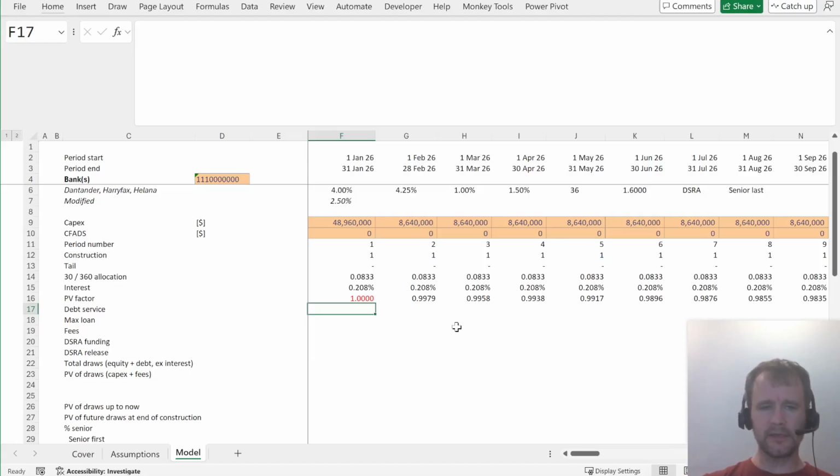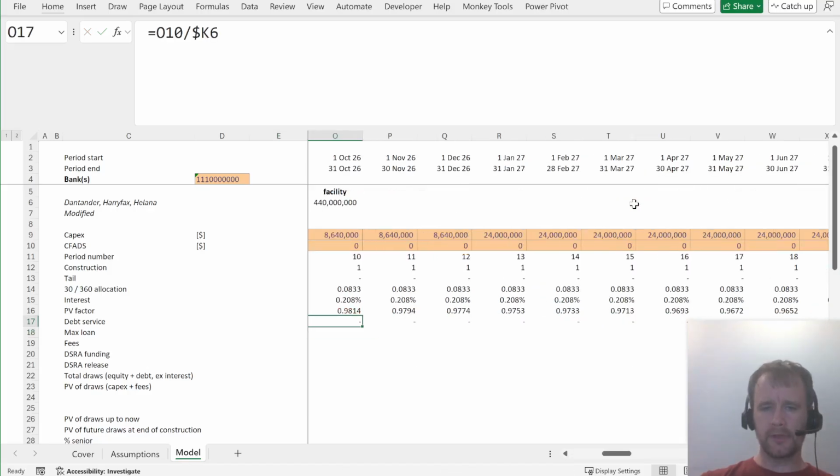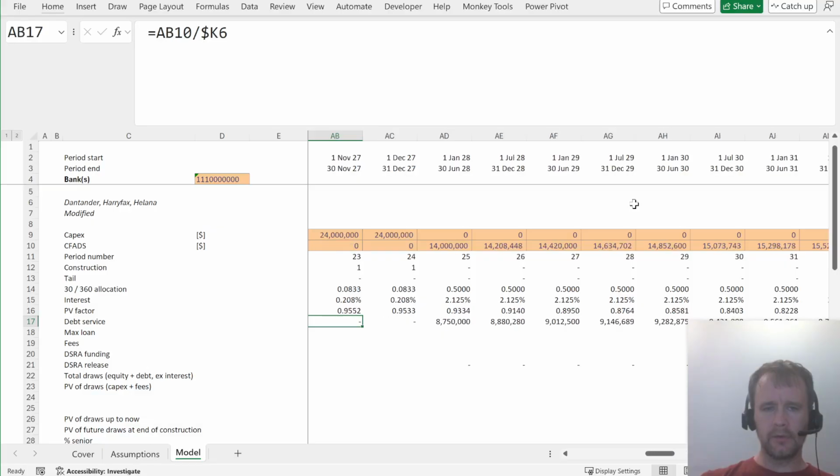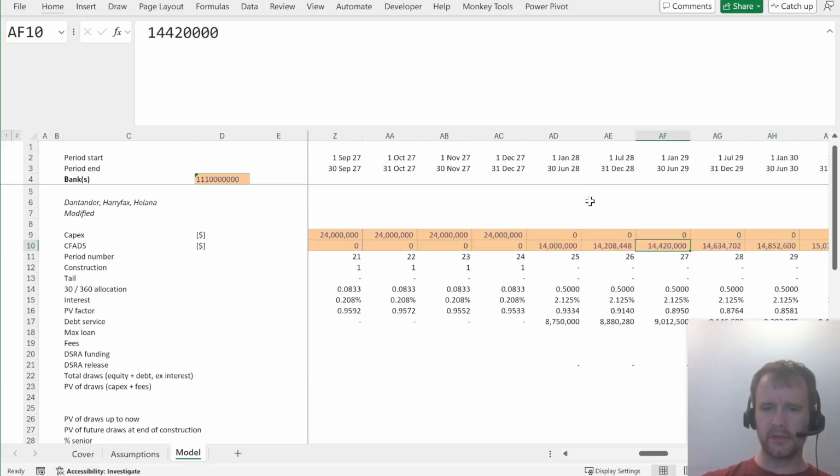So next thing is the debt service. And the debt service is just going to be the cash flow available for debt service divided by the debt service coverage ratio, which is right here. Well, let's just copy that across first and we can look at it. So here, for example, we have $14 million available for debt service, but we need to have a coverage ratio of 1.6, which means that the debt service is only going to be 8.75.